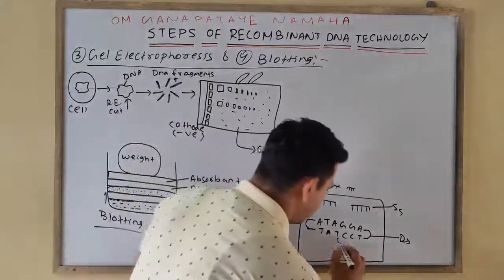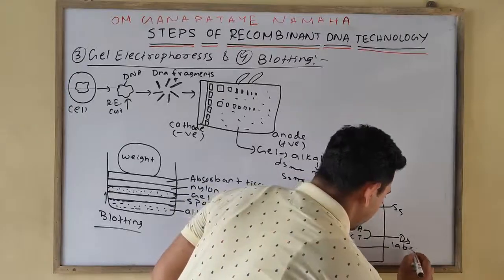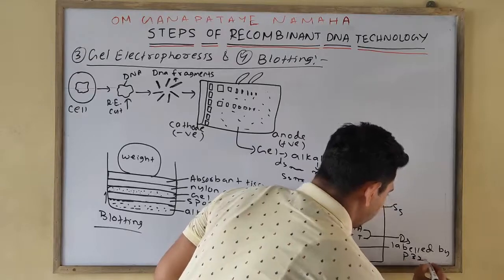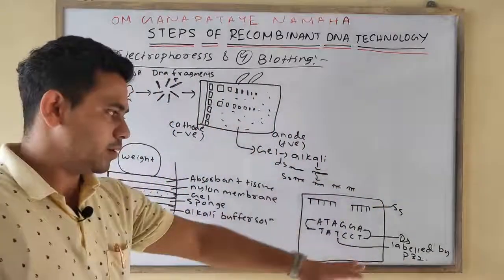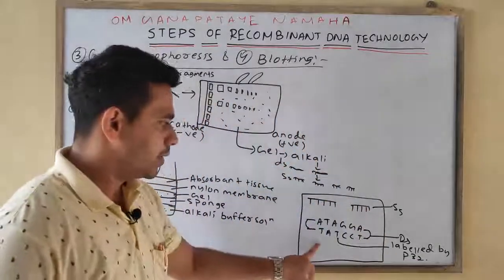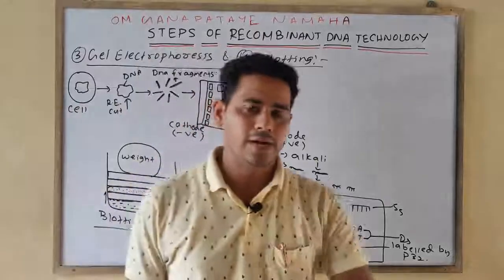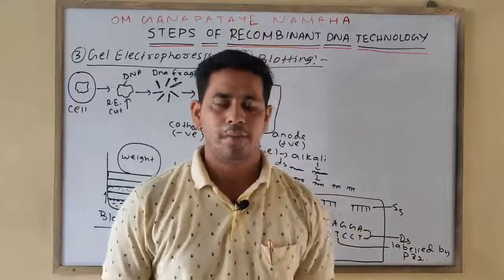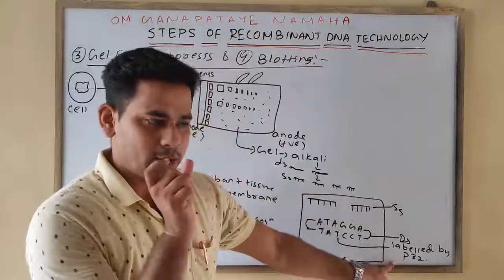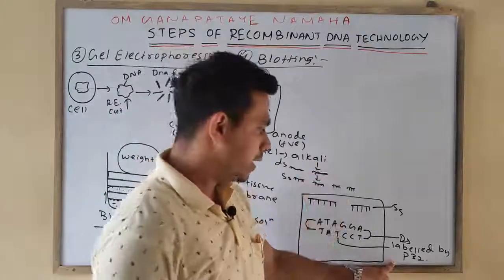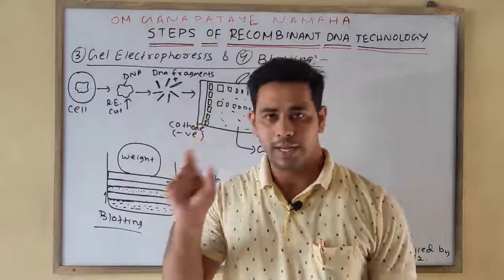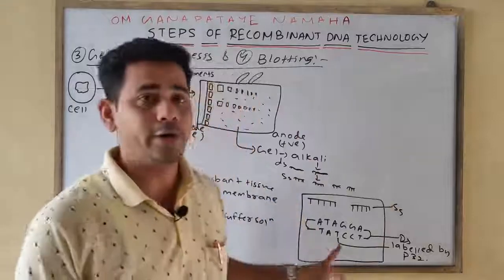And these are labeled by a radioactive element such as phosphorus. Labeled means what? We can identify our desired DNA by using a particular radioactive isotope, so that if this radioactive isotope such as your P32 is present, then this is our particular gene or DNA, which is the step of autoradiography.